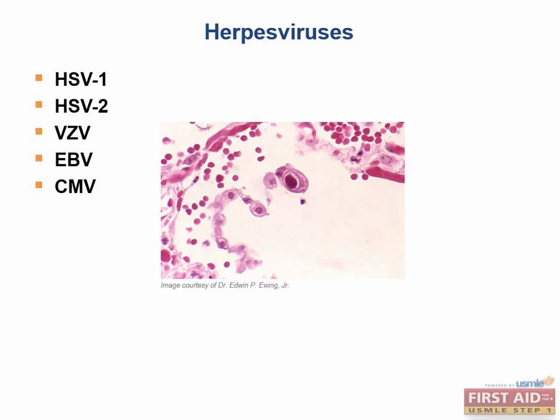Here's a classic pathologic tissue specimen of CMV infection. The diagnosis is made by visualizing infected mononuclear cells with an owl-eye inclusion, as we can see right here. This is a high-yield image and is often seen on board examinations.